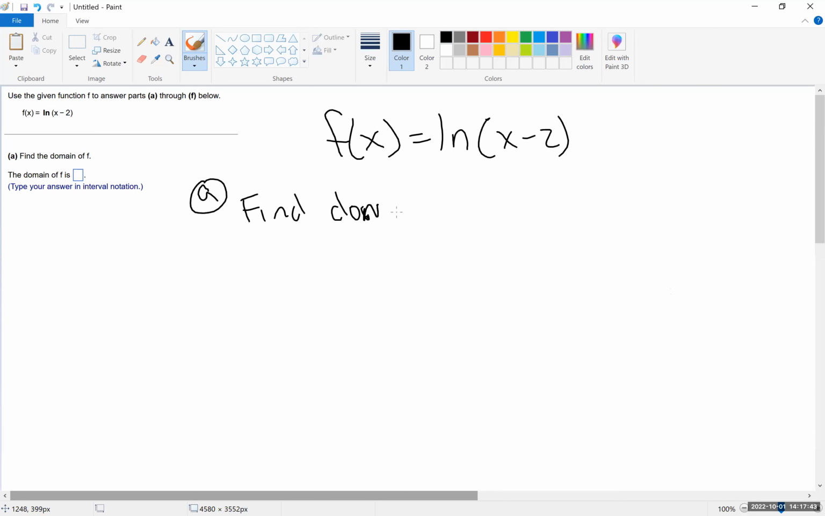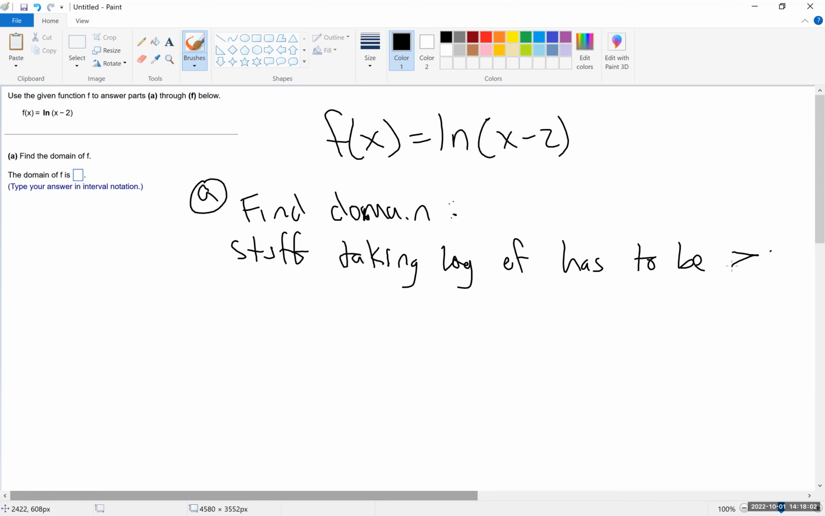All right. And domain of logarithms is almost the same thing as domain of square roots. For the domain of logarithms, the stuff inside the logarithm, the stuff that you're taking the log of, has to be greater than 0. Now, with square roots, it has to be greater than or equal to 0, but you can't take the logarithm of negative numbers, and you can't take the logarithm of 0. So that's why it has to be greater than 0.